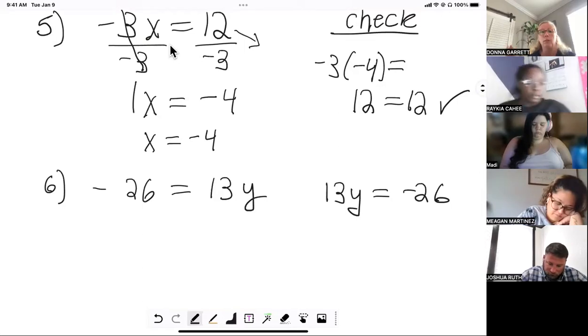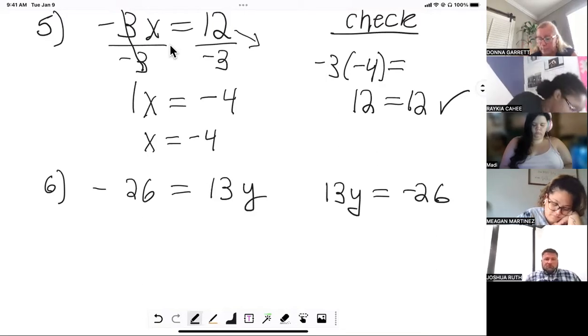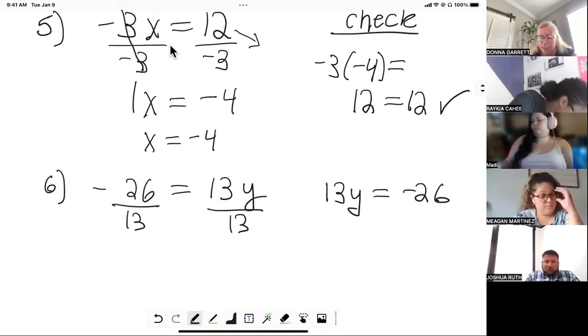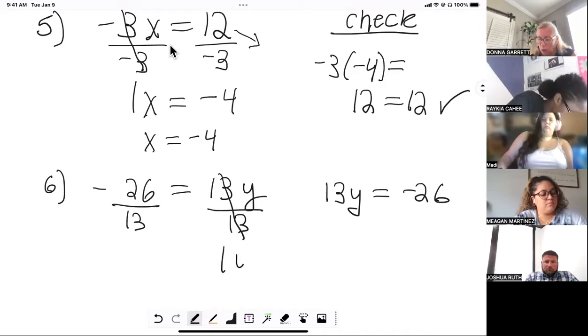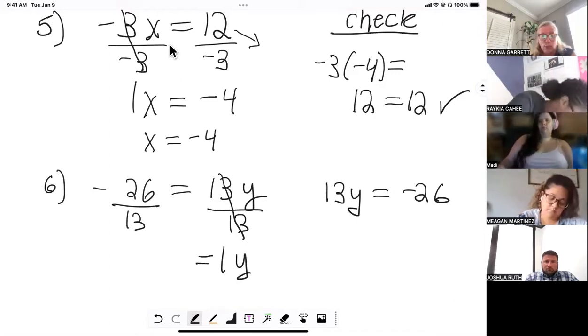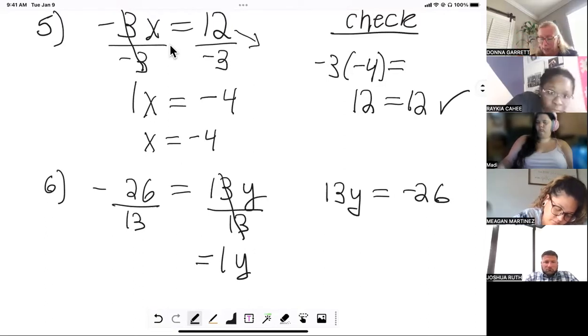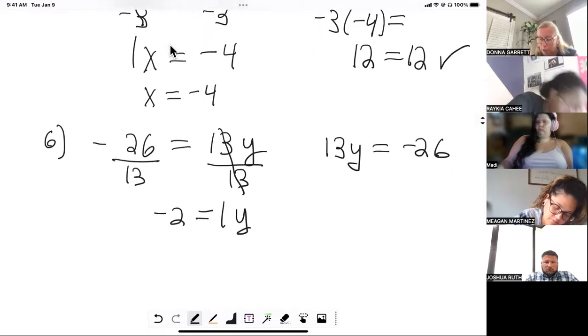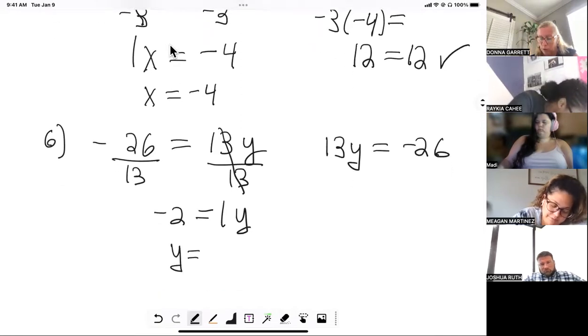But the same goal in mind, we need to get y by itself. 13 is being multiplied with y. So in order to, quote, get rid of 13, we're going to divide both sides by 13. Because 13 divided by 13 is 1, I'm going to cross them out because we don't have to write 1. You can write 1. 1y is equal to negative 26 divided by 13. Well, there's two 13s in 26. Negative wins, so it has to be negative 2. So I'm going to rewrite it as y is equal to negative 2.